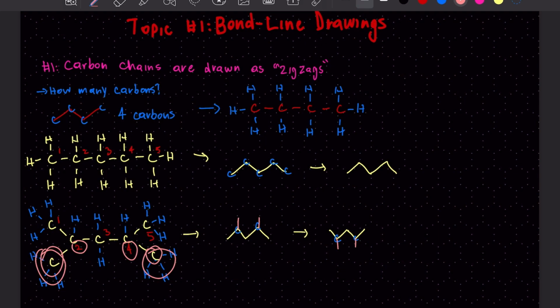Make sure that when you do draw the bond line structures in the end, you do not keep the carbons like I did for this problem, as they are assumed, and they do not have to be drawn in the final bond line structure. They're just for your tracking, to make sure that you have the correct number of carbons. So the correct bond line structure will look something like this, or like this as well.